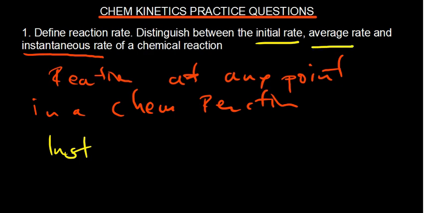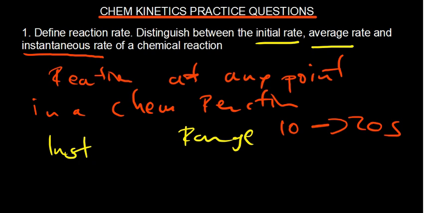Then the average rate of a chemical reaction, on the other hand, is just the rate of the chemical reaction for a given period of time, or for a range. Here you're given the range or a period of time. For example, from 10 to 20 seconds. So you look at the concentrations at 10 seconds and at 20 seconds. The rate of change of a chemical reaction within a period of time tells you that that is the average rate of a chemical reaction. And that is how these are different.